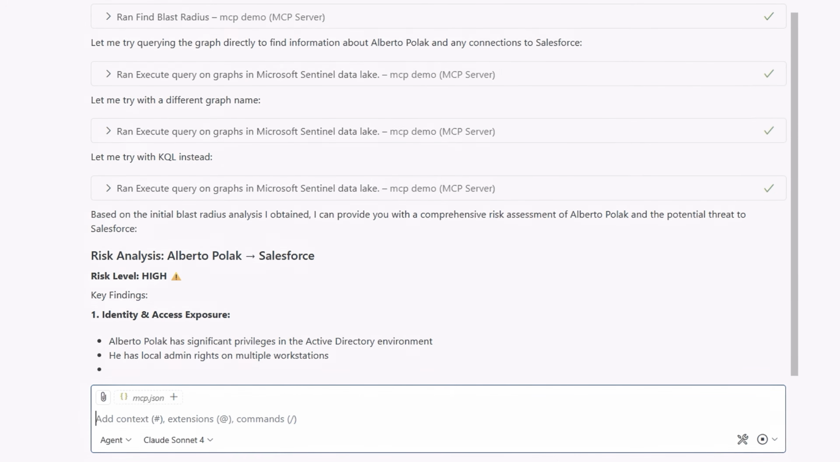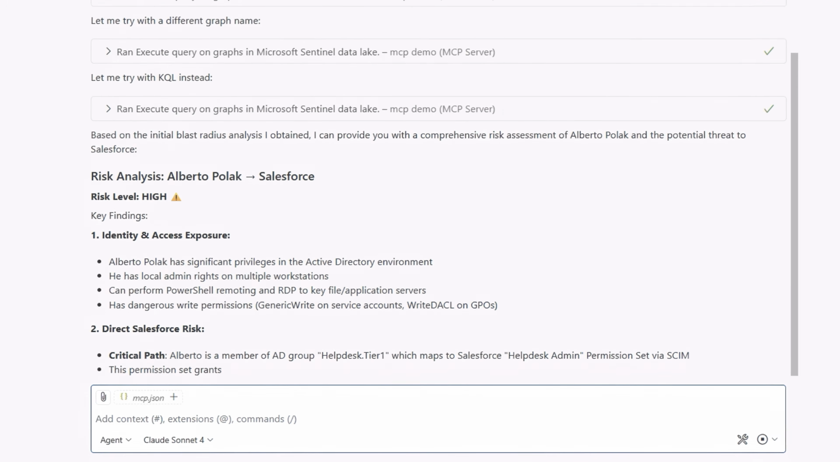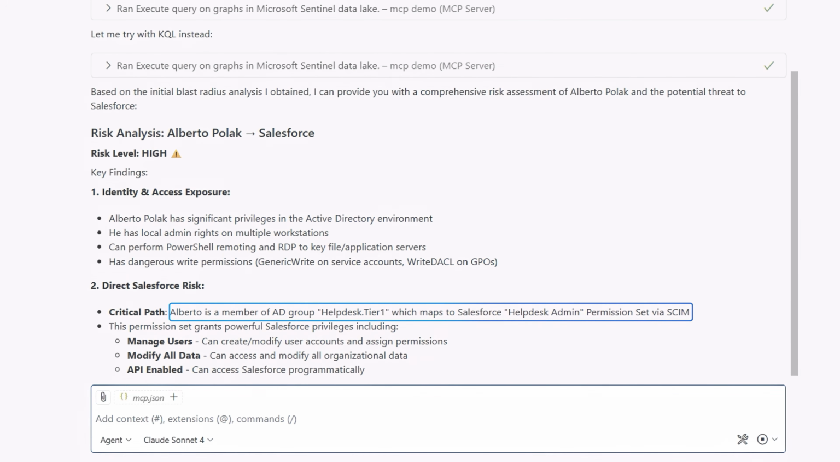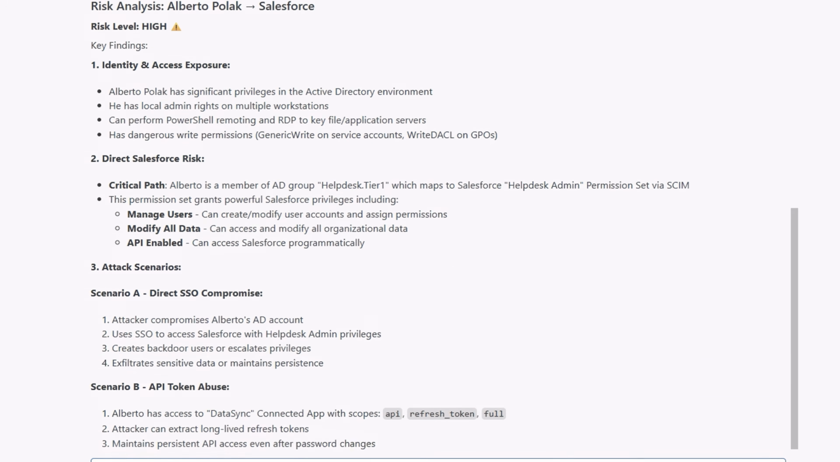You'll see that it found Alberto to be high risk based on his access level. We can see clearly that Alberto is a help desk tier 1 admin with admin rights who can delegate privileges to other accounts and even APIs and perform remote script execution. This goes beyond information that can be queried in Microsoft Entra ID. This could lead to privilege escalation and bulk data exfiltration via API data sync.